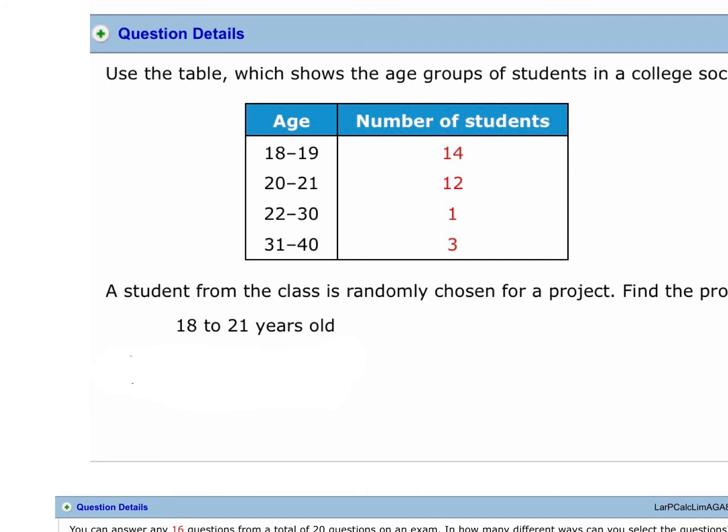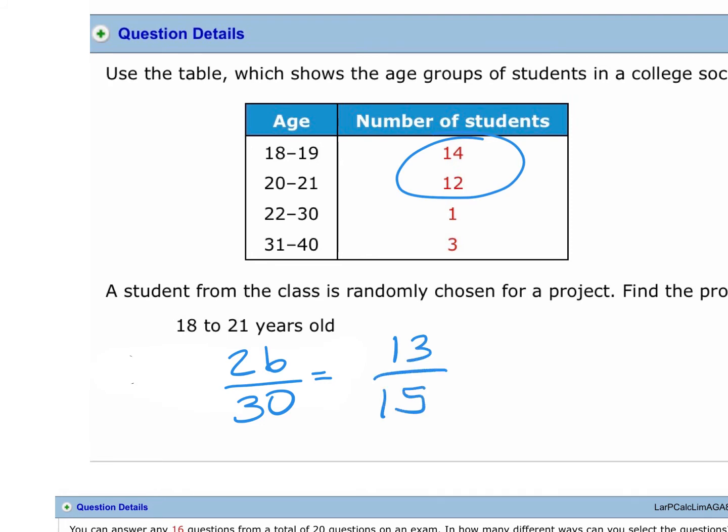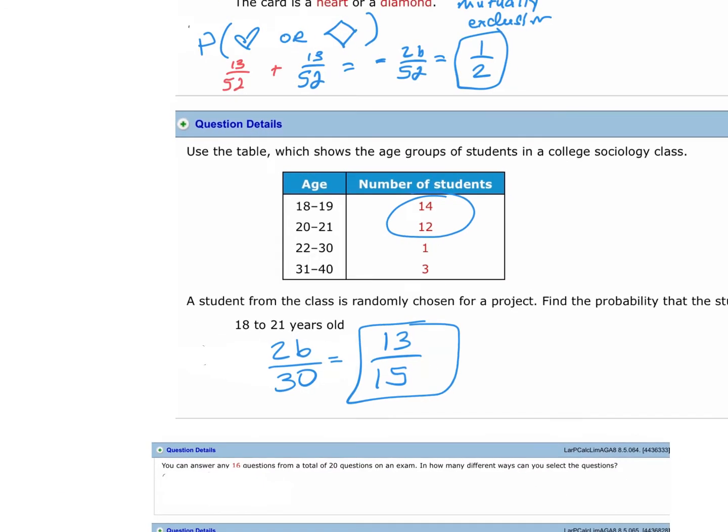And a question that we just did a second ago. It's what you want over the total. So we want someone 18 to 21, right? How many total people are in this group that we're looking at? 30? And how many of them are between the ages of 18 and 21? 26. And what do I do with this fraction? Simplify it. What does it become? 13 over 15. There we go.